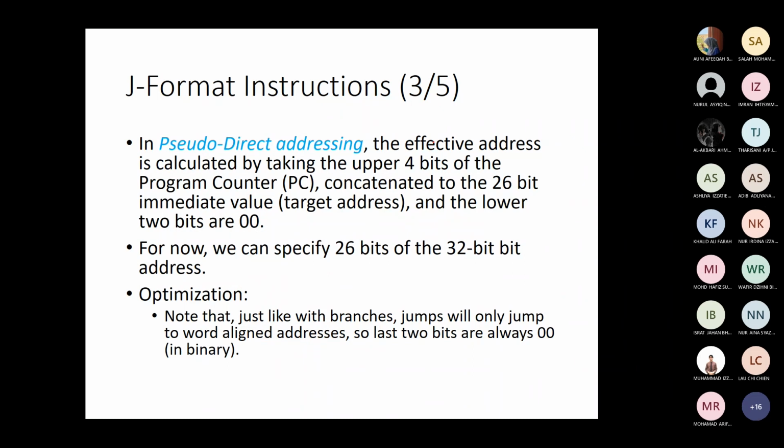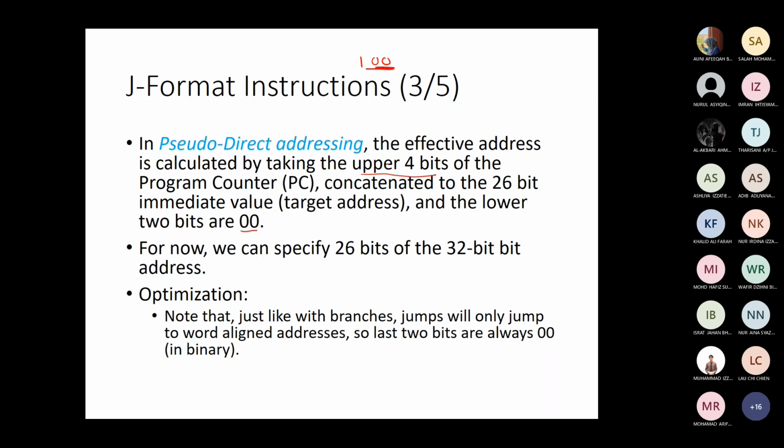In this pseudo direct addressing, the effective address is calculated by taking the upper 4 bits of the program counter, concatenated with the 26-bit immediate value or target address, and the lower 2 bits are 0, 0. Why are there 0, 0 at the lower bits? Because when we jump, we always jump 4 bytes at a time. 4 bytes in binary is represented as 100, so this 00 is needed.